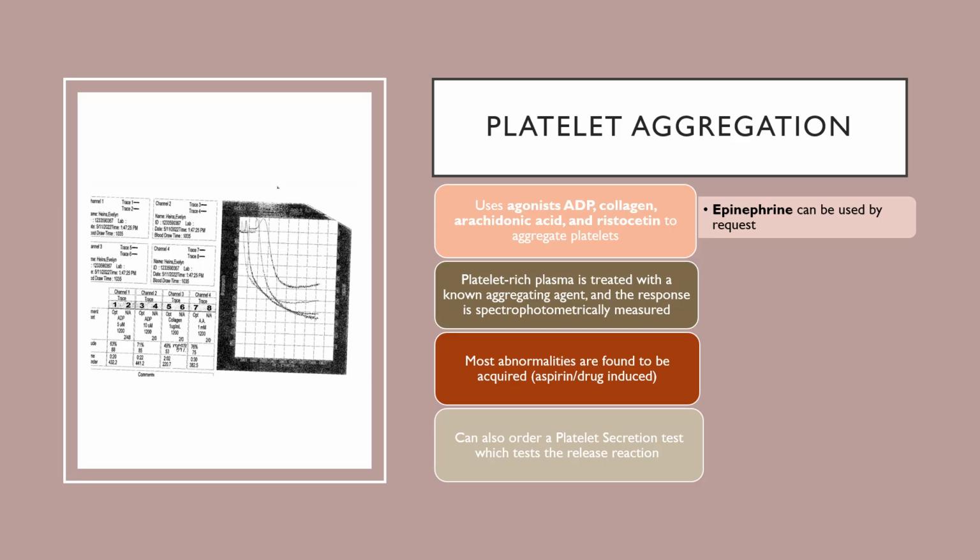Most abnormalities that are found in our platelet aggregation study are acquired, and it's either going to be due to aspirin or undisclosed therapeutic anticoagulant use. We can also order a platelet secretion test, which will test the release reaction of the granule contents. We used to do that here, but we don't anymore. It would be neat to see the contents of those granules released, to see: is it an aggregation issue? Is it a release issue? What's going on?